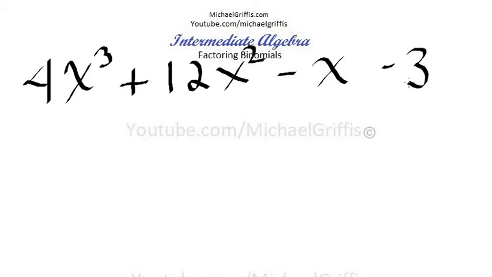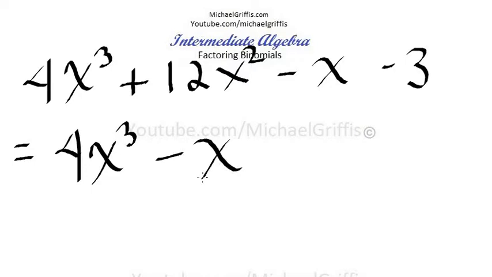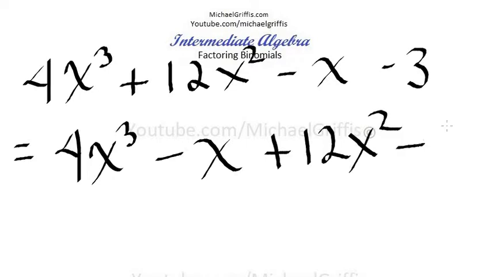What I'm going to do is a little rearranging here of terms. So let's write 4x cubed minus x plus 12x squared minus 3.